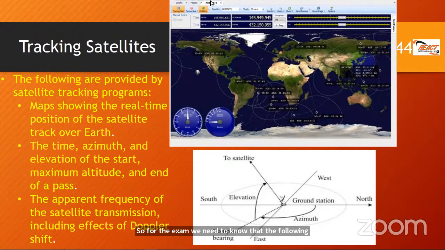This is an example of a satellite tracking program. There are several of them free. There are also some paid ones. It shows maps showing the real-time position of the satellite track over the Earth. So that's one of the things it shows.